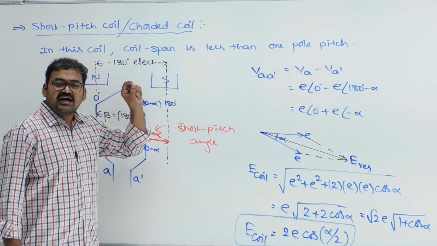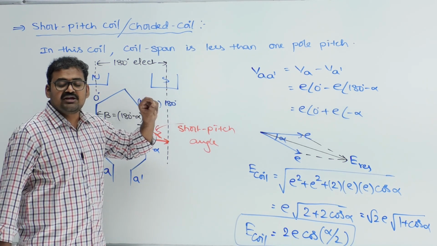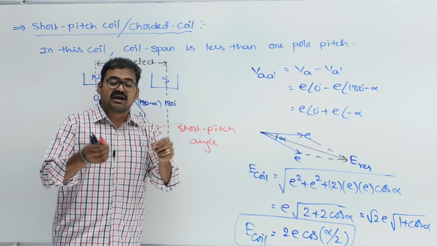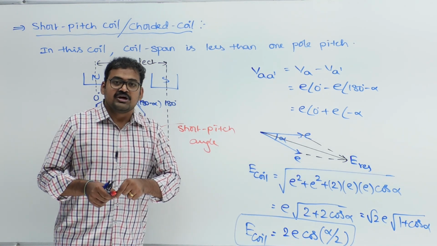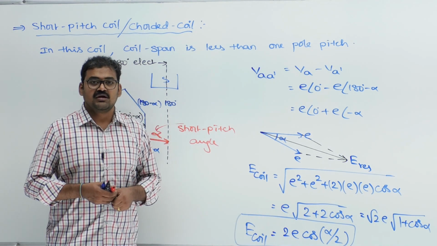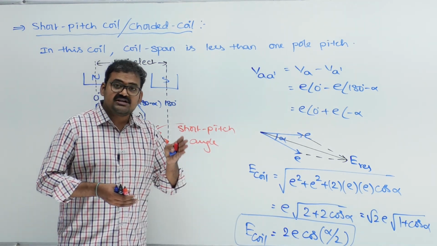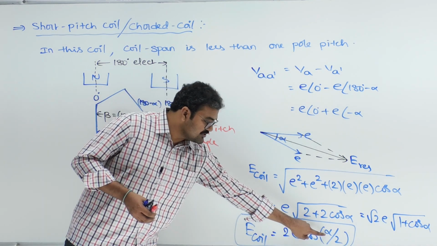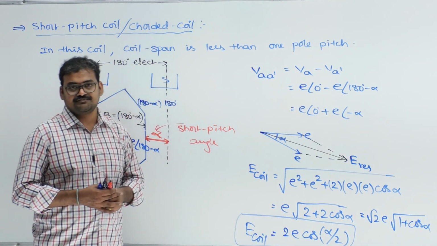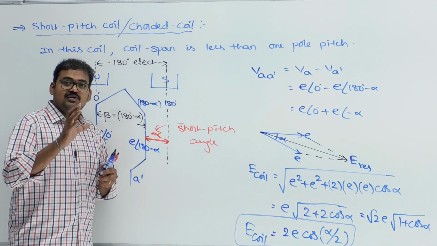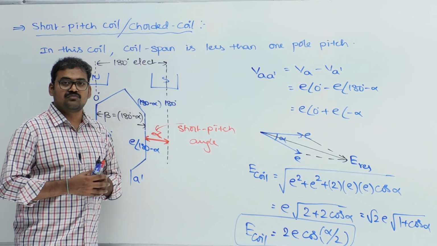Don't forget that everything we are substituting in mathematical equations must be in electrical degrees. In case mechanical degrees are given in the problem, you have to convert to electrical degrees and then substitute. So how much less the voltage is compared to full pitch coil depends upon the short pitch angle alpha. Now this is a disadvantage because short pitch coil voltage is less compared to full pitch coil voltage.